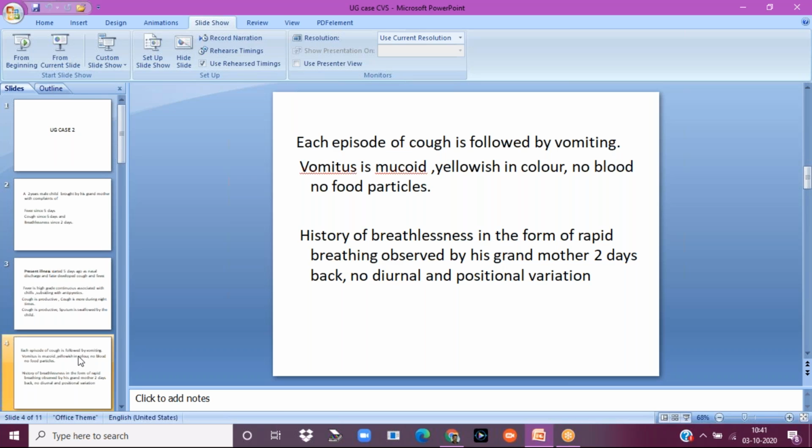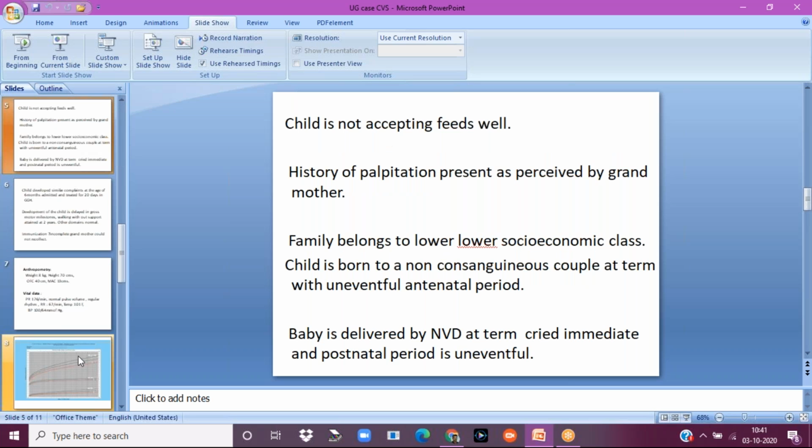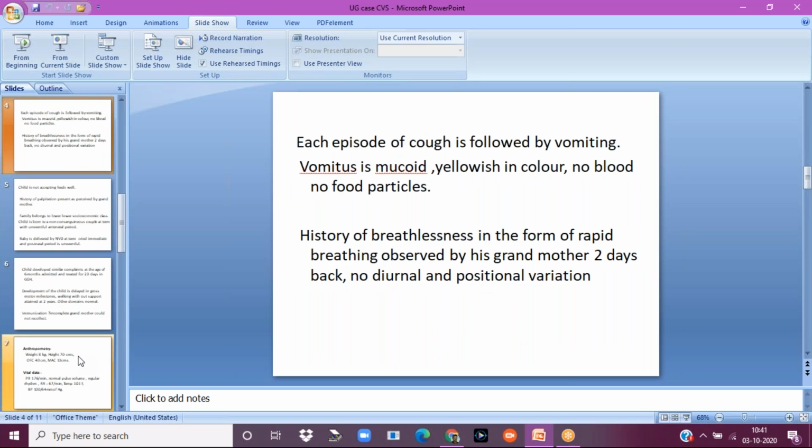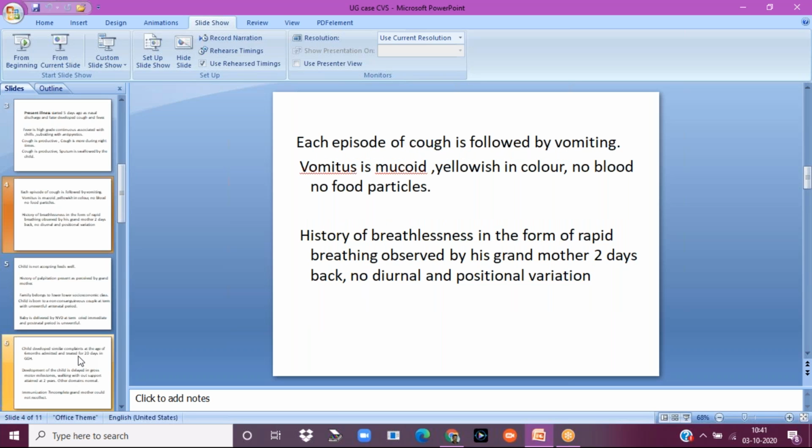So what is your impression after taking the history of presenting illness to this level? Tachypnea is there, retractions are there, and it's a lower respiratory tract infection. Retractions are there, and the mother noticed it, not the grandmother. The child swallows the sputum, but each episode of cough is followed by vomiting, which means a severe cough. Rapid breathing, tachypnea, is targeted to lower respiratory or upper respiratory? Fast breathing, lower respiratory.